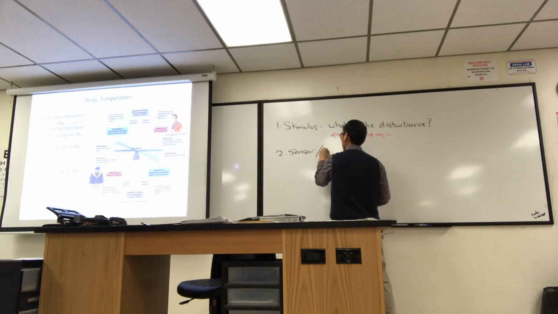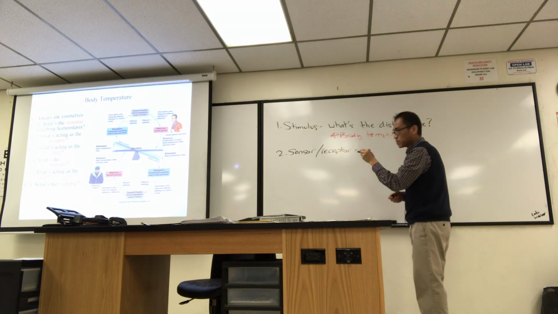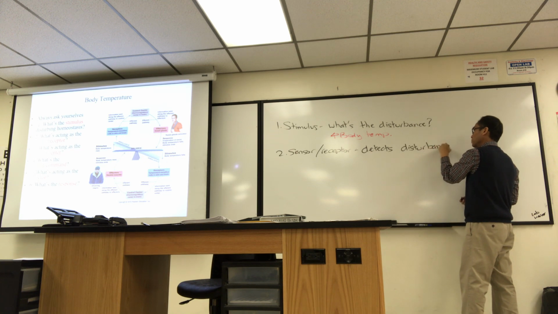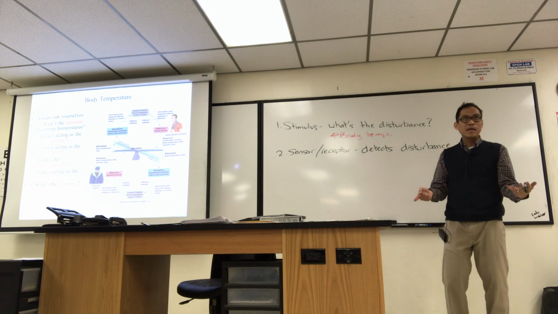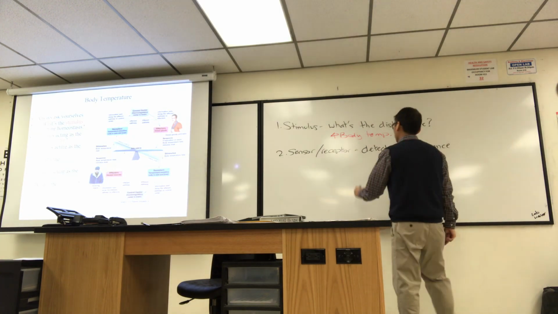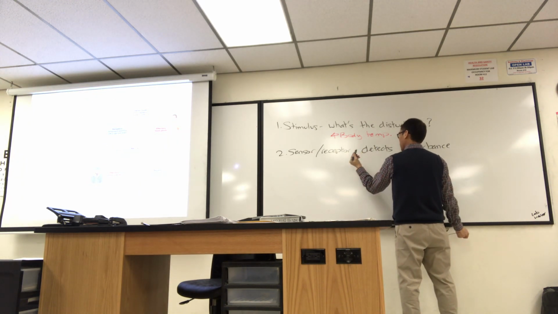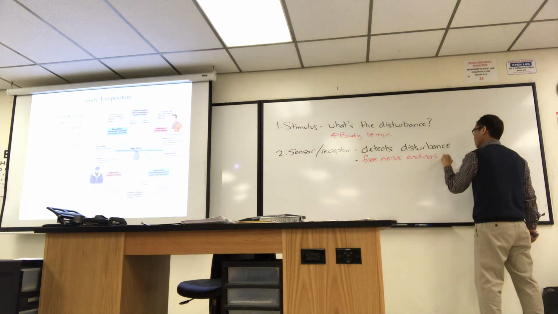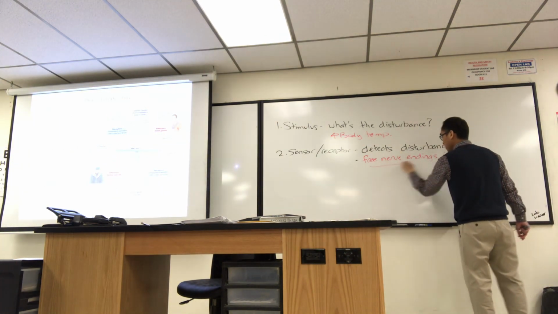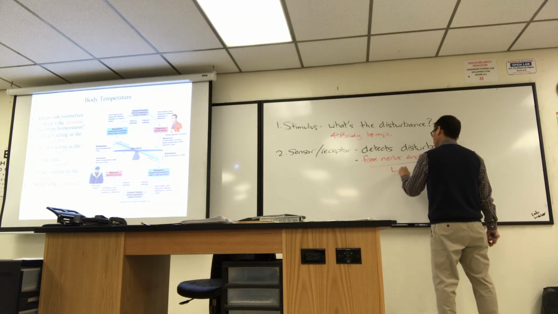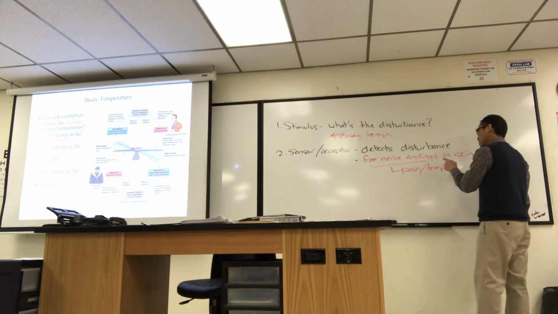Sensor, receptor, detects the disturbance. You have free nerve endings in your skin. Your skin is your largest organ. I know you don't think of it as an organ, but it is. I've skinned entire cadavers, and it weighs a lot. Skin is a great organ. So for our example, free nerve endings in skin. We'll learn later that those free nerve endings not only detect temperature changes, they also detect pain.